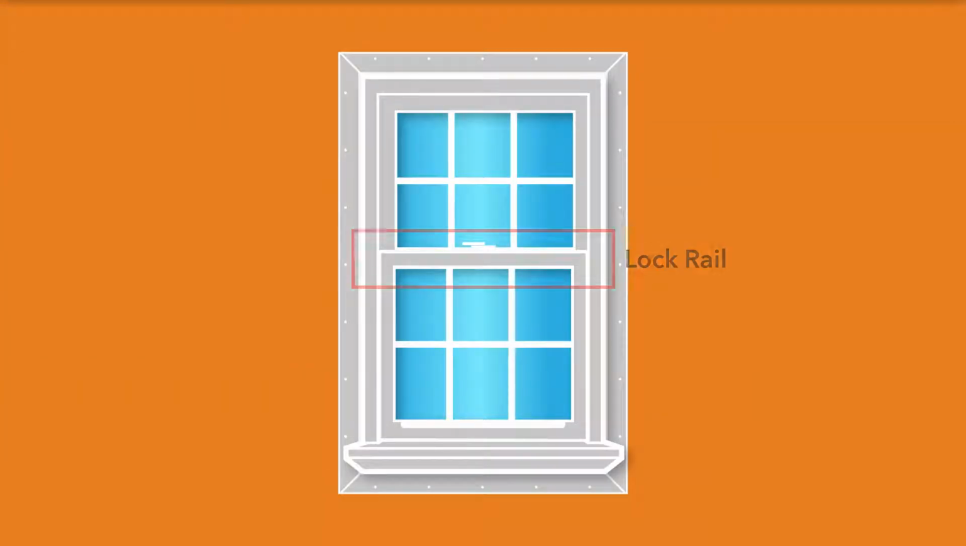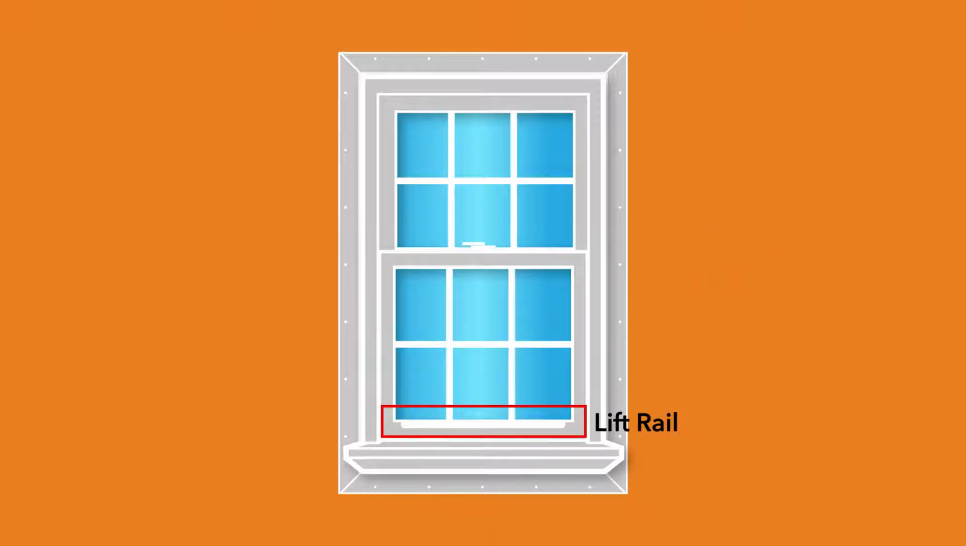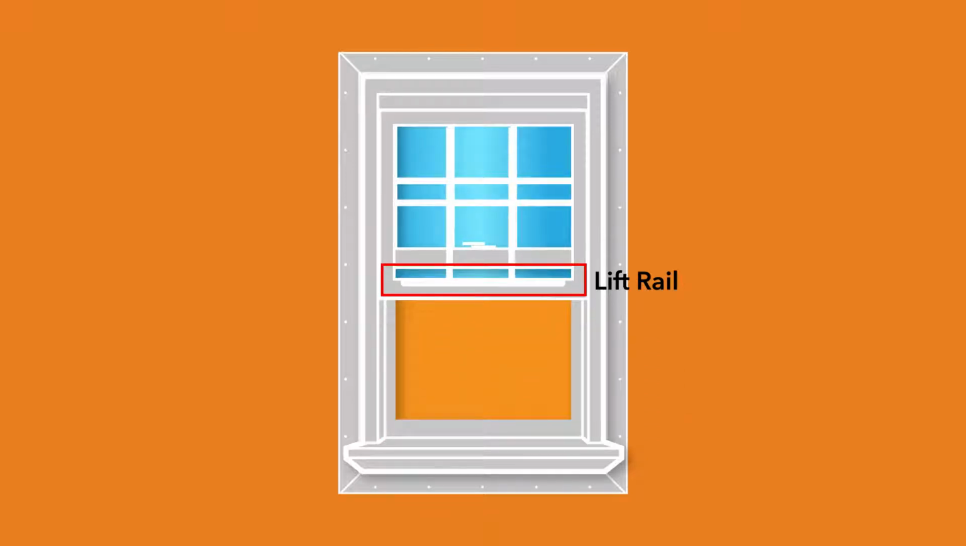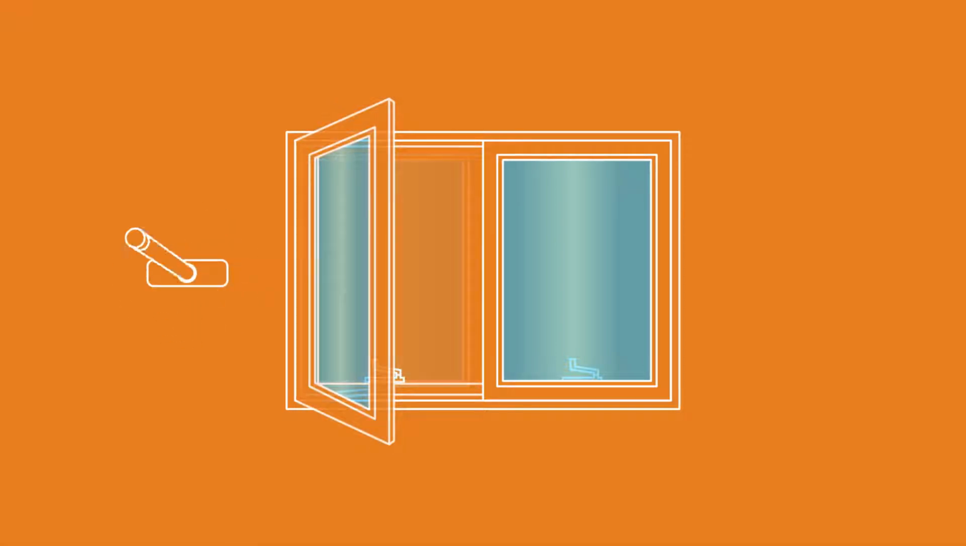Next, we're going to talk about the lock, lift, and meeting rails on a hung window. The lock rail is the top of the bottom sash, where the locking mechanism for the window sits. Meeting rail refers to the spot where the lock rail comes together with the bottom of the top sash. The lift rail runs horizontally across the bottom of the bottom sash and is used for raising and lowering the sash. For a hinged casement or awning window, a crank mechanism is used to operate the sash.